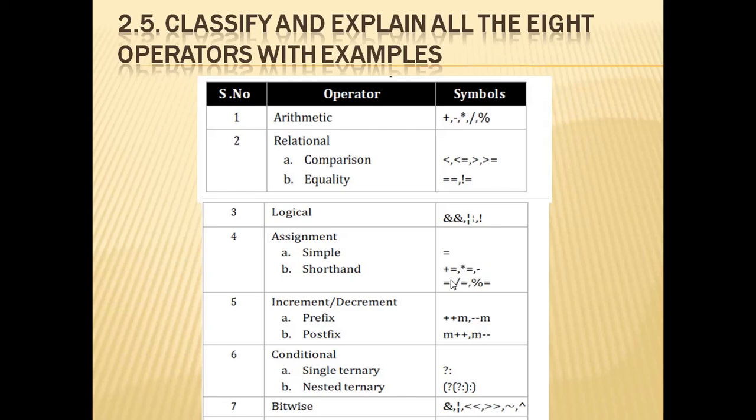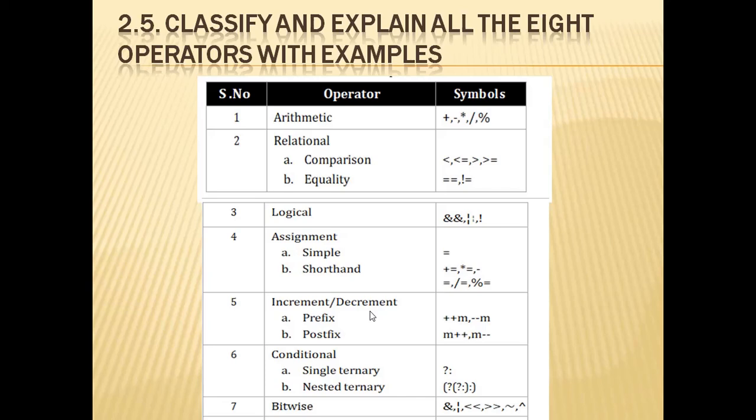Another example is minus equal. This performs the subtraction operation, and the result is assigned to the variable. Another example is division equal, which performs the division operation, and the value is assigned to the variable. Here it is the modulo equal, which performs the modulus operation, and the result is assigned to the variable. All this comes under shorthand assignment operators.